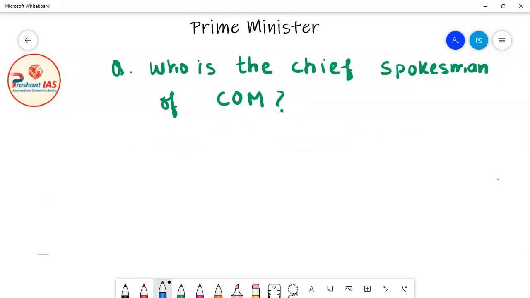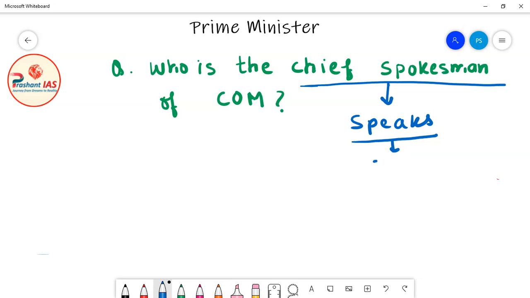Now friends, the next question arises: who is the chief spokesman of the Council of Ministers? So first of all, what is the meaning of chief spokesman? Chief spokesman means the person who speaks on behalf of the entire Council of Ministers, or in other words, the person who represents the entire Council of Ministers, means who is the representative of the entire Council of Ministers.